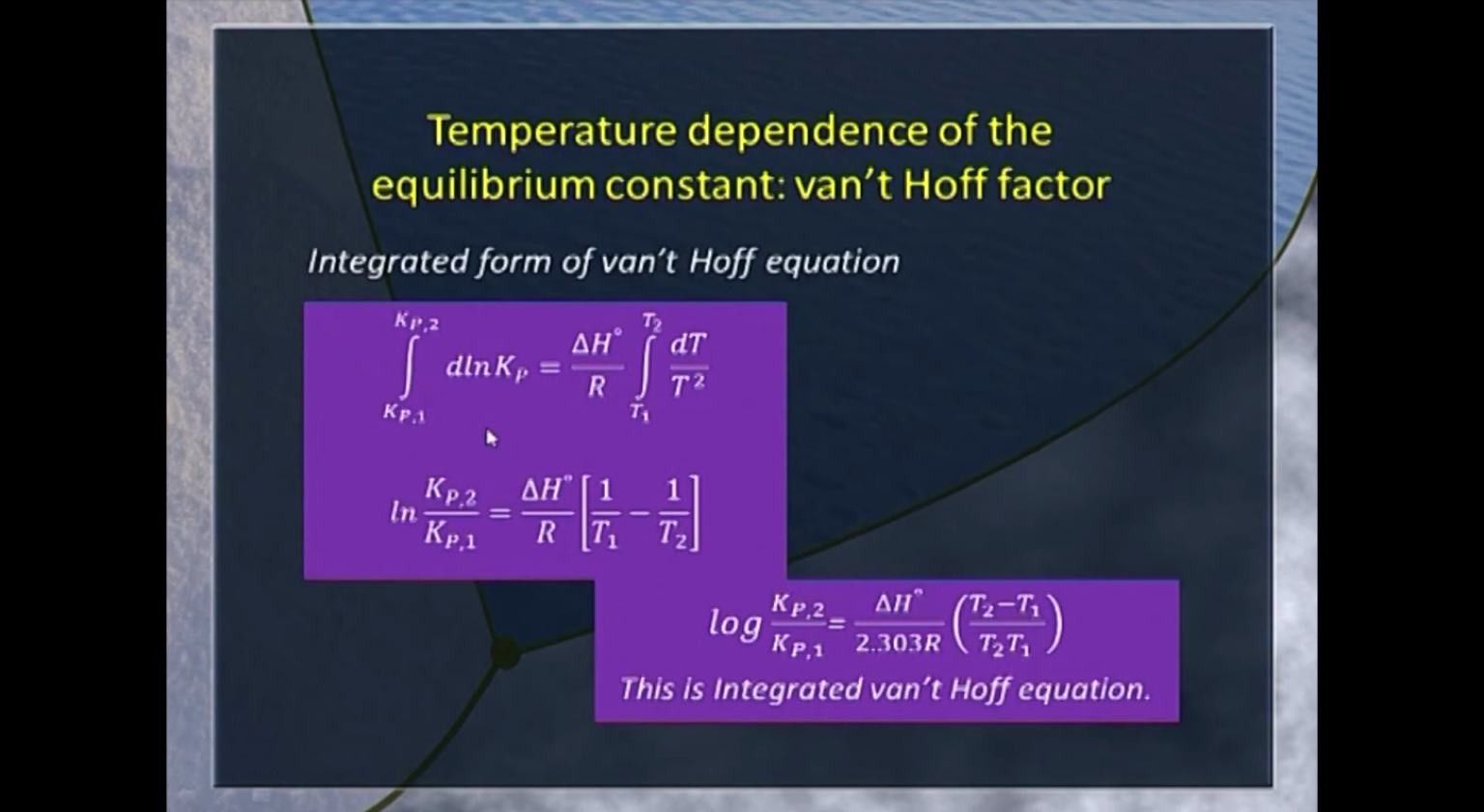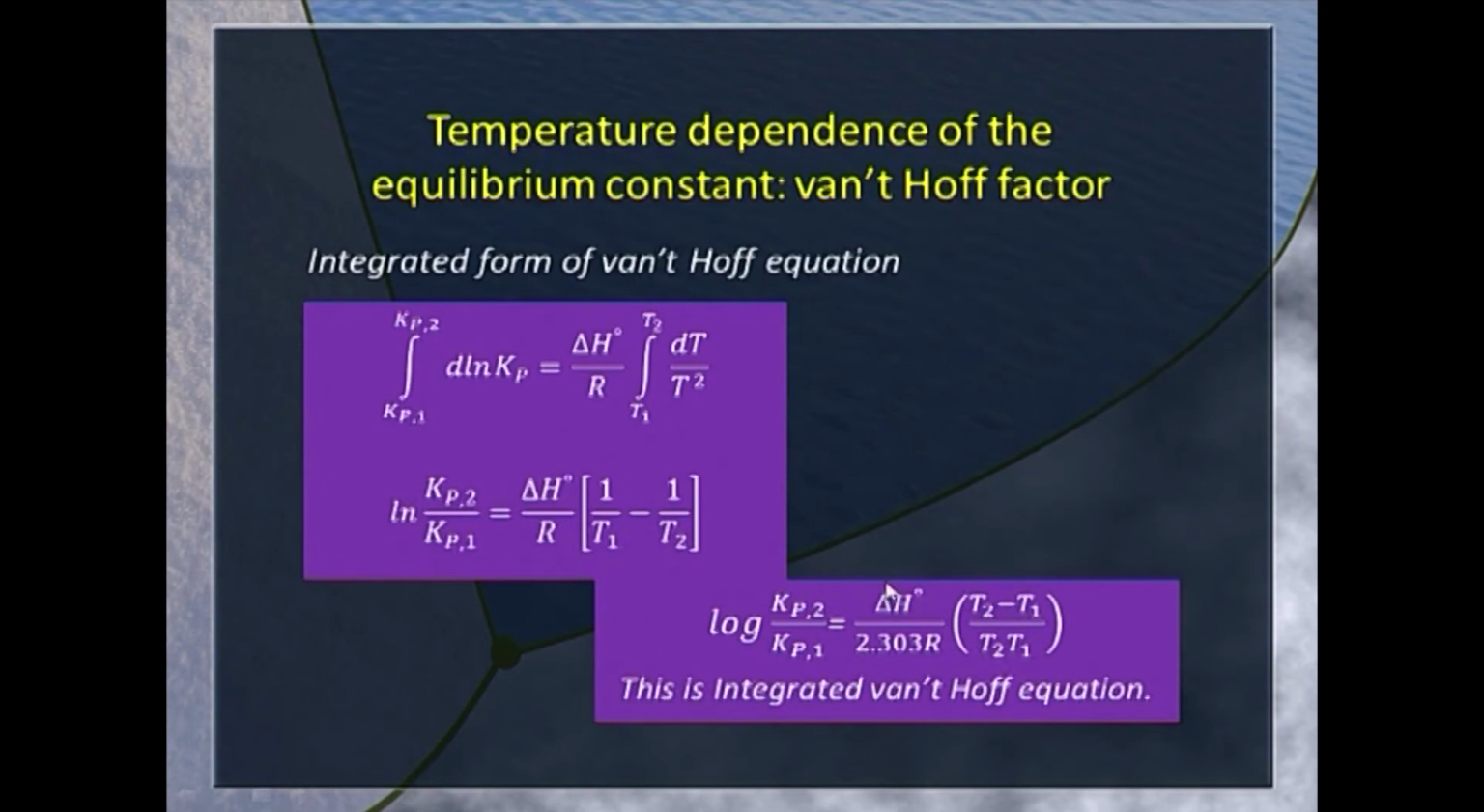We can take the integration on the left hand side, d ln Kp equal to delta H0 by R, integration from the limit Kp1 to Kp2 and T1 to T2. So, this will lead to the expression 1 upon T1 minus 1 upon T2, and we can convert the natural logarithm to log, and we get this 2.303. R is the universal gas constant and all the temperatures are in Kelvin. So, this is an integrated van 't Hoff equation which can help you to find out the chemical equilibrium at two different temperatures.